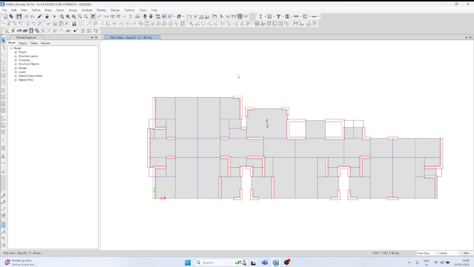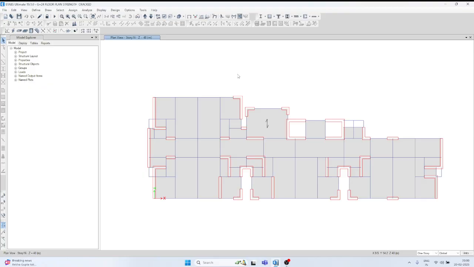Today I am going to discuss buckling analysis with the help of ETABS. Generally, we should know what buckling is. See, buckling is generally provided to check the stability of the structure.